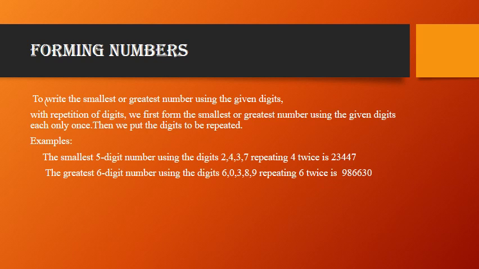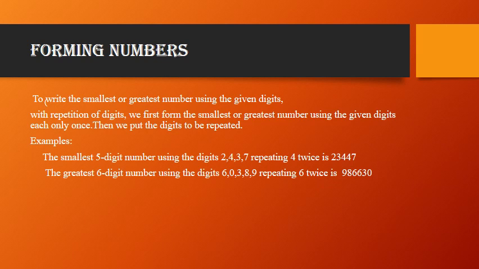Children, as you all remember, whenever we need to find the smallest number, we arrange the given digits in ascending order. So let's arrange this. The smallest number is 2, 3, 4, 4, 7. Why 4 twice, children? Because the condition given is repeating 4 twice. Yes. So the final number form is 2, 3, 4, 4, 7.